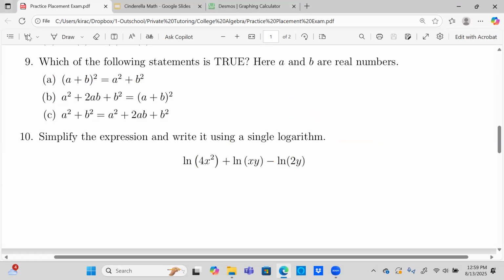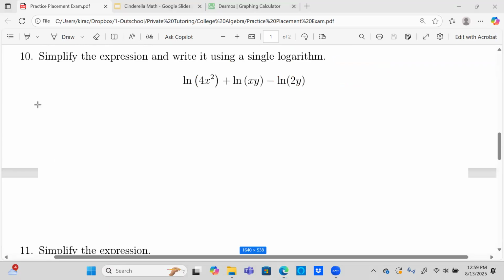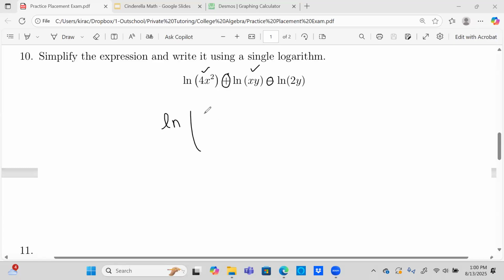Simplify the expression and write using a single logarithm. Number 10, you need to know your properties of logs. This is a natural log, but it's fine, same thing. When you see a plus, we really multiply. And when you see a minus, we're going to divide. So this is going to be natural log of 4x squared times xy divided by 2y. That's kind of step 1, and now we just need to simplify.